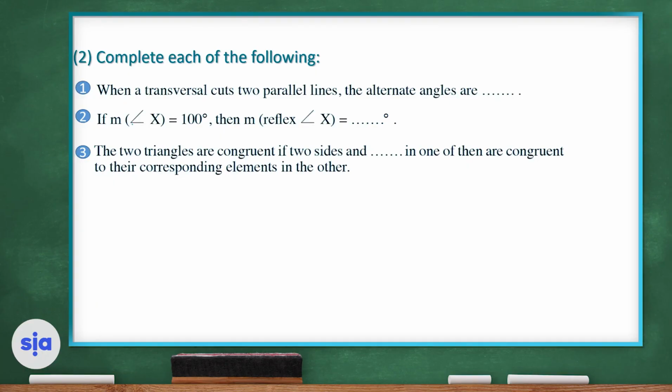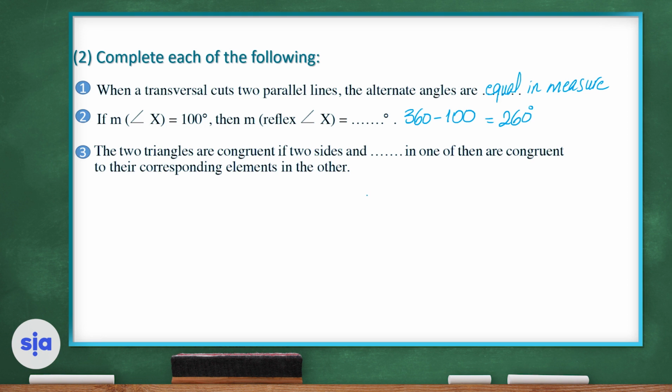Question 2: complete each of the following. Question number 1: when a transversal cuts two parallel lines, the alternate angles are, yes, excellent, they are equal in measure. Question 2: if the measure of angle X equals 100 degrees, then the measure of the reflex angle of angle X is, excellent. To find the reflex angle, it is 360 minus the given angle, so it is 260 degrees.